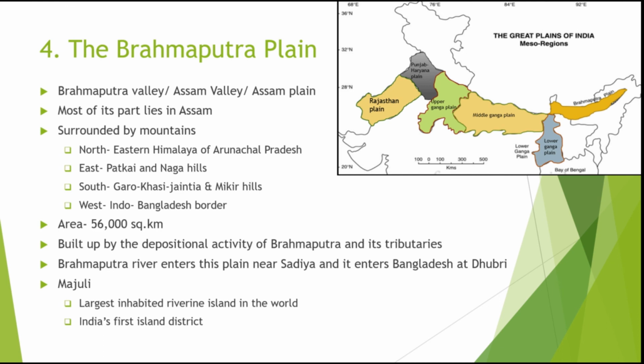The river Brahmaputra enters this plain near Sadia in Arunachal Pradesh and it enters Bangladesh at Dhubri. Sadia to Dhubri. Majuli. Majuli is the largest inhabited riverine island in the world. It is situated in Assam in the river Brahmaputra. It is India's first island district.